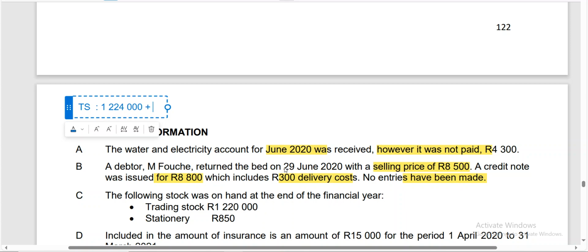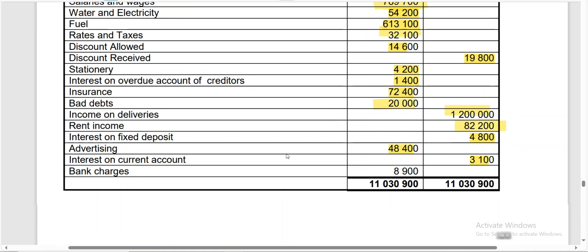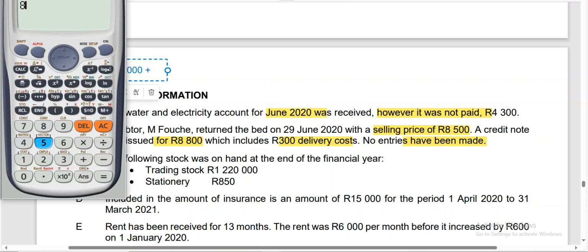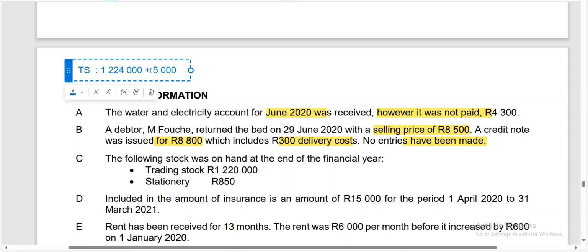So remember, our markup is 70. I think it's 70% from the information. So yes, that markup we have correctly applied it. So we're going to say 8,500 multiplied by 100 divided by 170, and then our answer here is 5,000. So meaning to our stock, we are adding back the stock of 5,000. Remember, if I return something to you, it comes back to you.